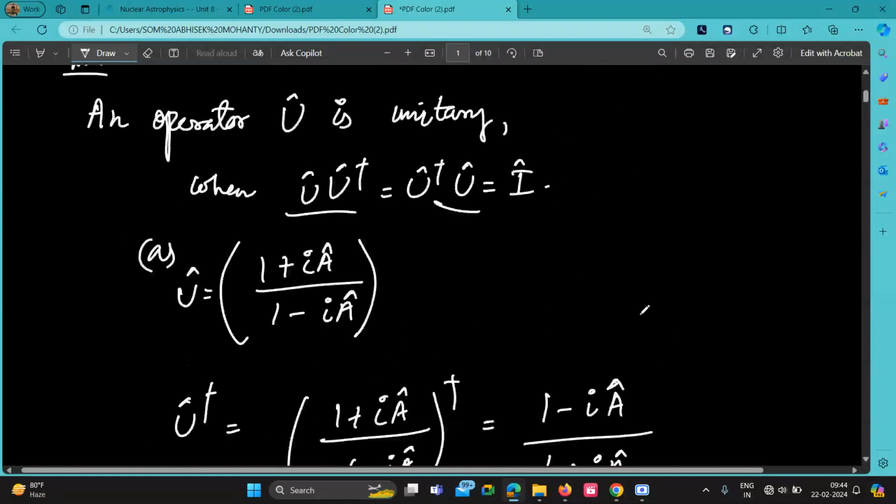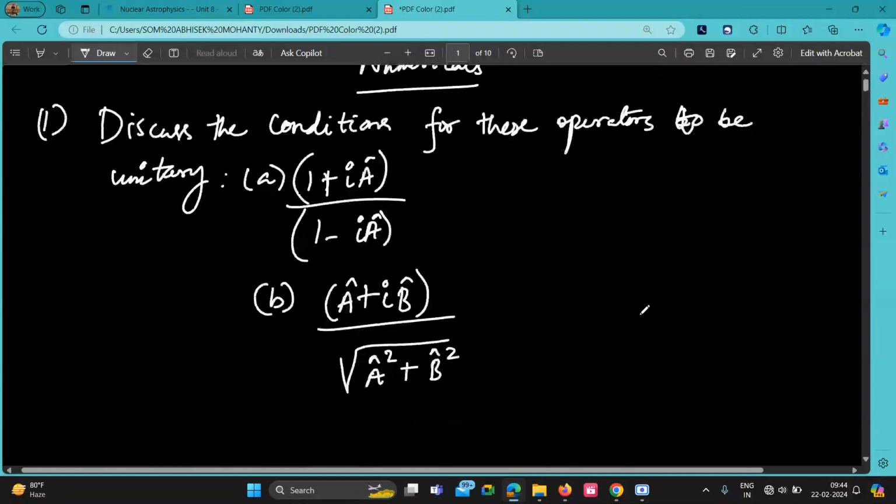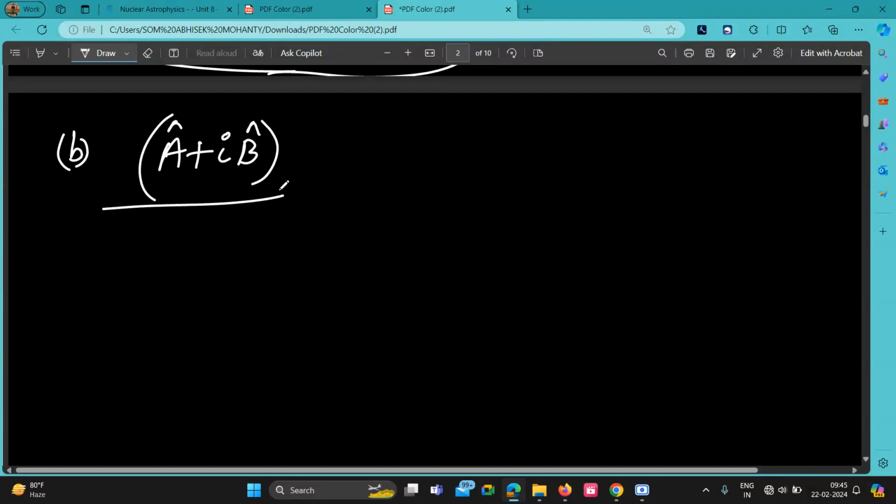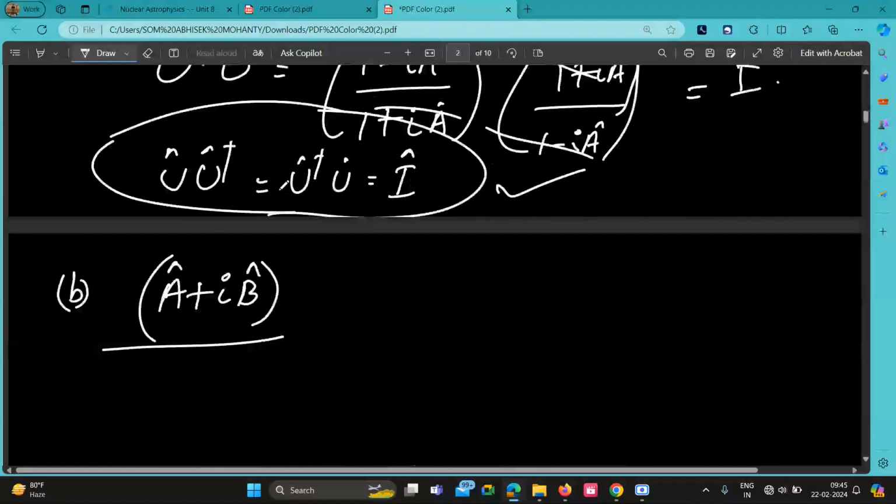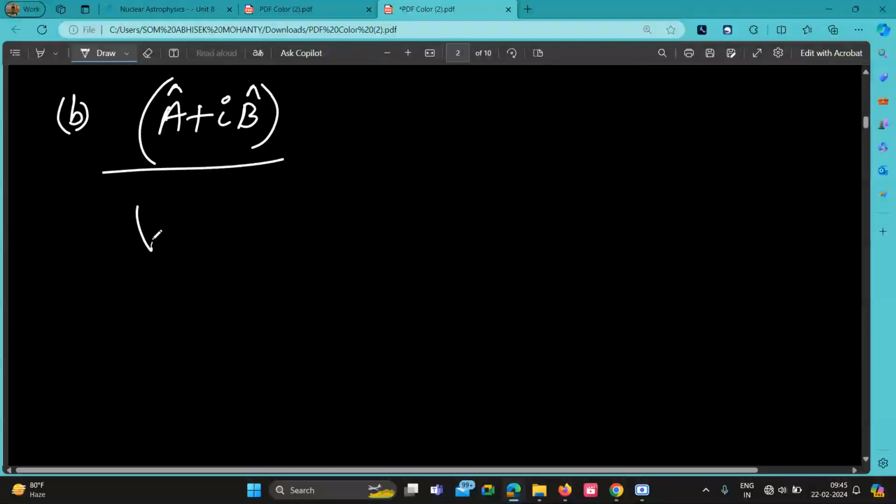Next operator was what? A plus iB divided by root over A square plus B square. Okay, let's see this one.